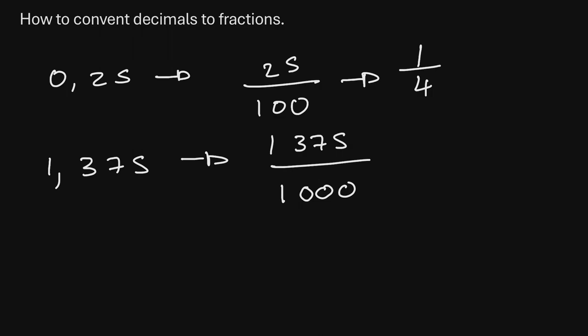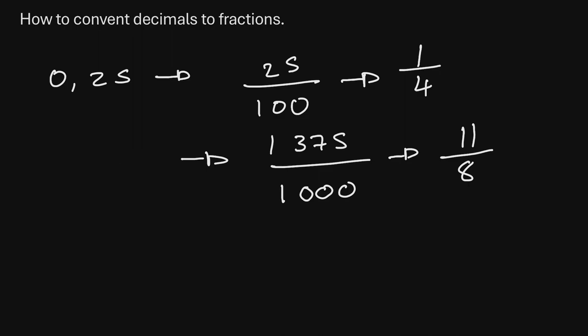So now to simplify this, you can just simply put that in your calculator to say 1,375 all divided by 1,000. And that is going to give us 11 over 8. So that is how you convert what? The determinating decimal numbers into a fraction.